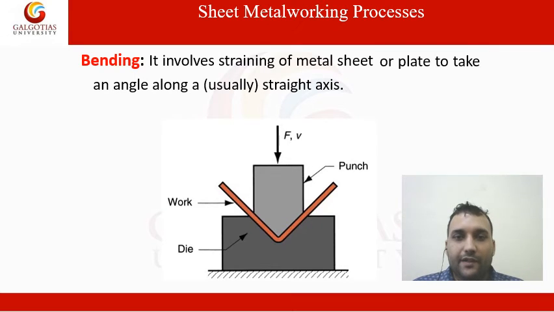So we move further with the second classification, that is the sheet metal working process. In this process, the first classification is bending. Bending is the process of bending the sheet metal along a straight axis with the help of a punch and die. Here we can see in this diagram, the punch is forced on the workpiece, which is placed above the die, so that this plate can achieve the shape of this die.